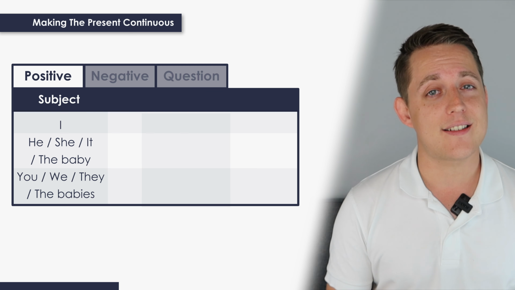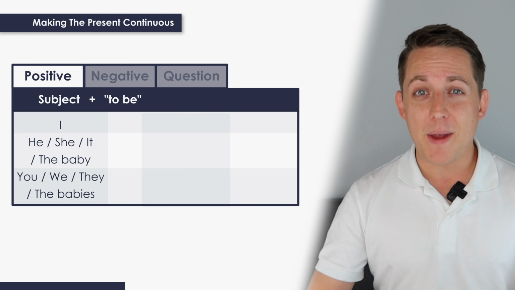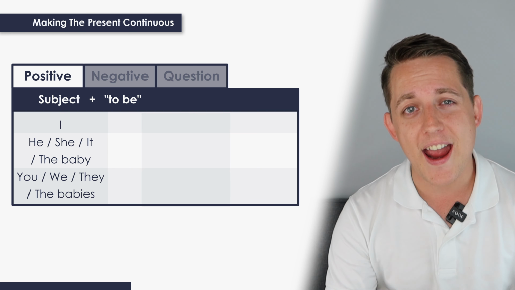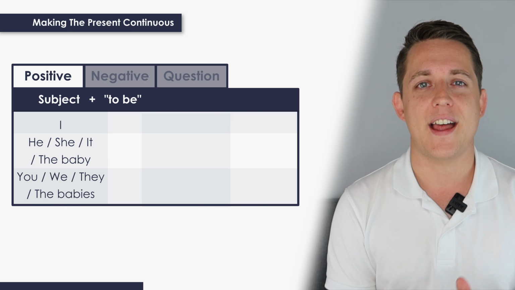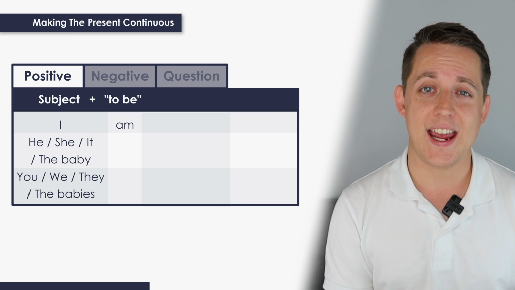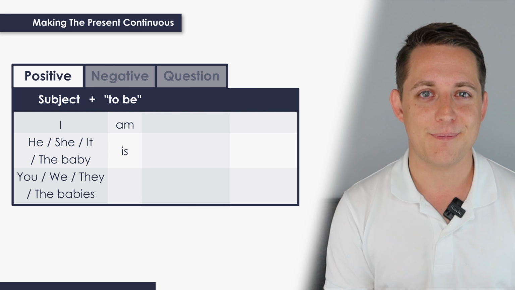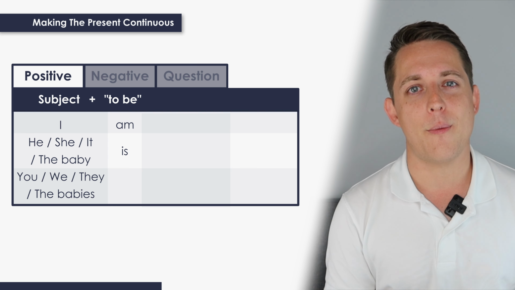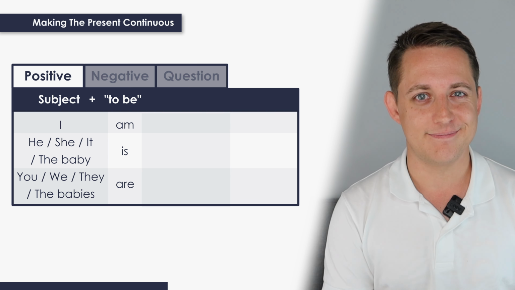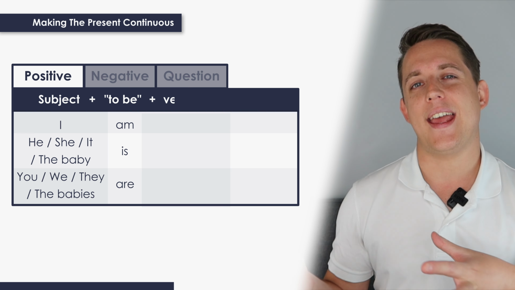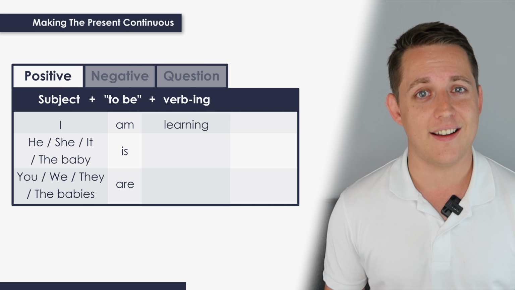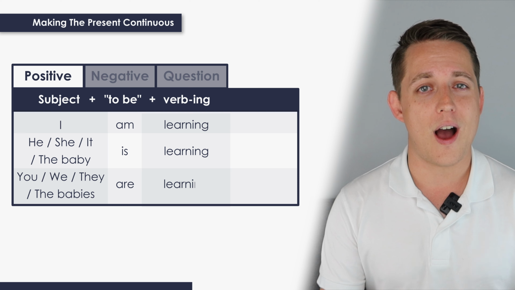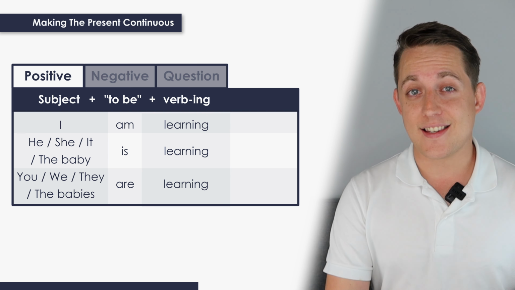Next up, we need the verb to be. Make sure you choose the correct verb to be for the subject. Okay? That's I am, he, she, it, the baby is, you, we, they, the babies are. Okay? Next up is verb ing. Let's say learning. I am learning, he is learning, you are learning. And that's a good sentence.